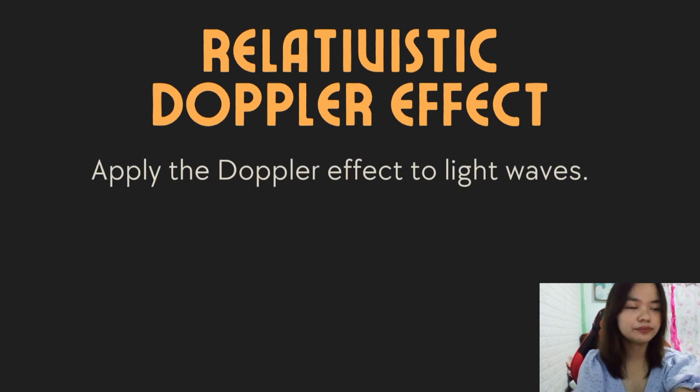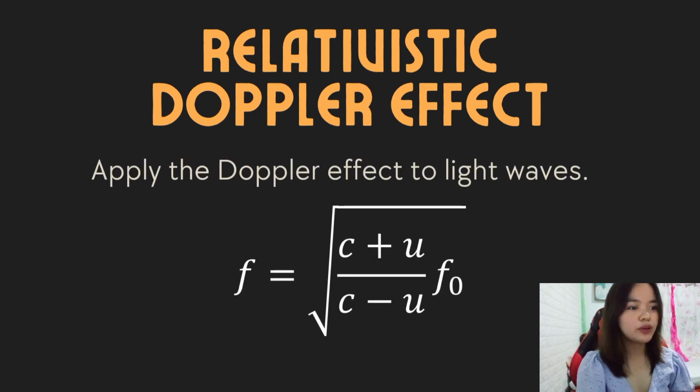To understand relativistic Doppler effect, apply the Doppler effect to light waves. The formula for relativistic Doppler effect is f equals square root of (c plus u) over (c minus u) multiplied by f sub 0, where f equals frequency from the observer's frame, c is the speed of light in free space, u is the speed of the source with respect to the observer, and f sub 0 is the frequency measured in the rest frame of the source.